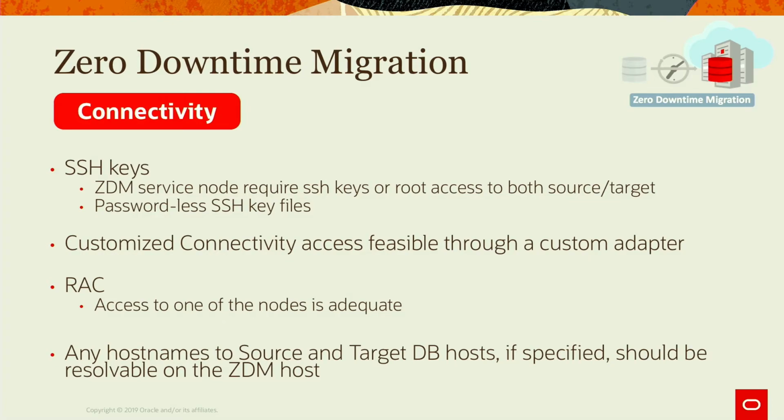When you're migrating RAC databases, as long as you have access to one of the nodes, that's fine. You don't need to have access to the whole cluster, right? And then it's important that the host names for both source and target should be resolvable on the ZDM host. So just have proper network configuration and the etc host file properly configured and test that it works.